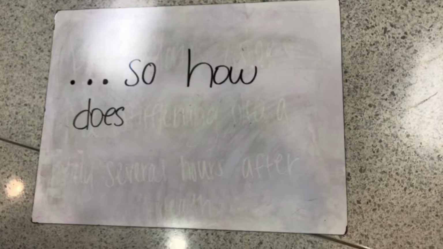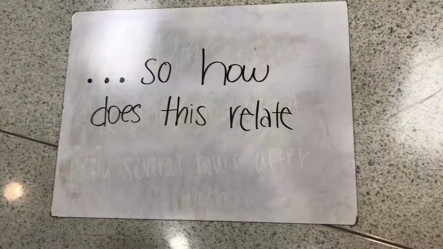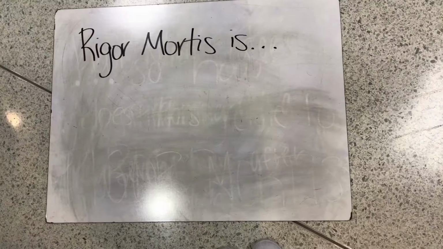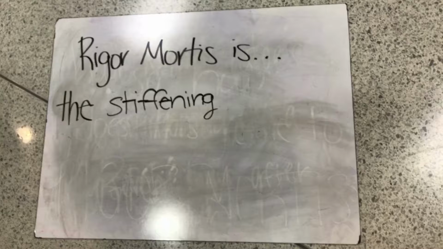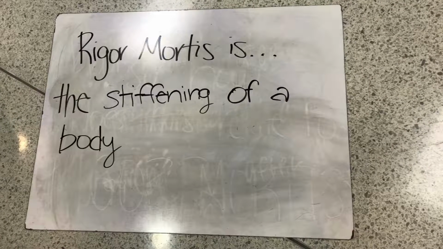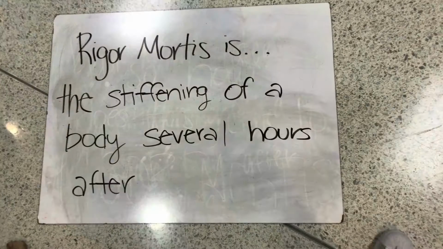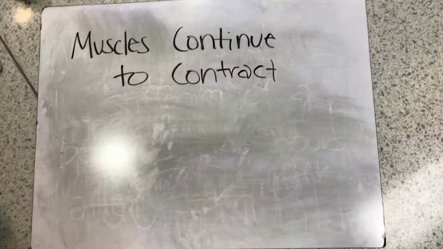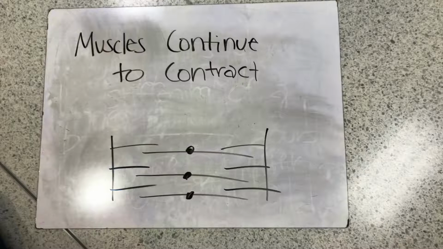So how does this relate to rigor mortis? Rigor mortis is the stiffening of the body several hours after death. When you die, your muscles continue to contract from Z disc to Z disc.